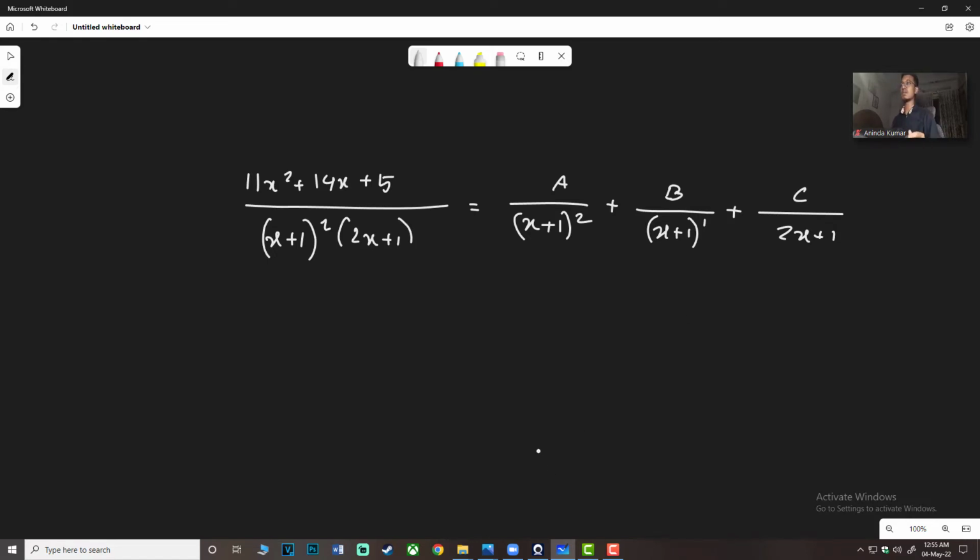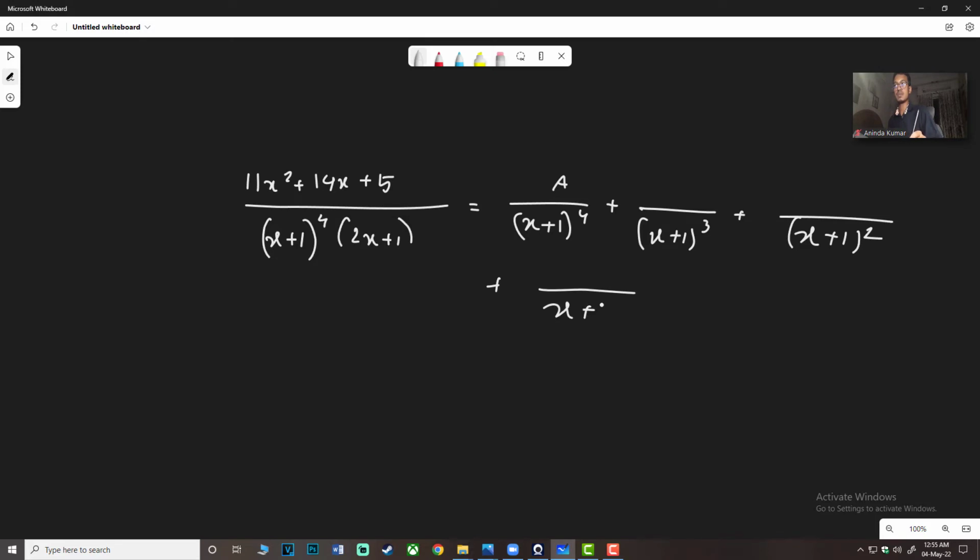So let me show you another example. For instance, if this power was not 2, if this power was 4, I would have taken the power 4, then (x + 1)³ plus (x + 1)² plus (x + 1) to the power 1. I will stop when the power is 1. So here we have B, C, D, and for 2x + 1 we have just one single power, that is 1. So we just take it as it is.